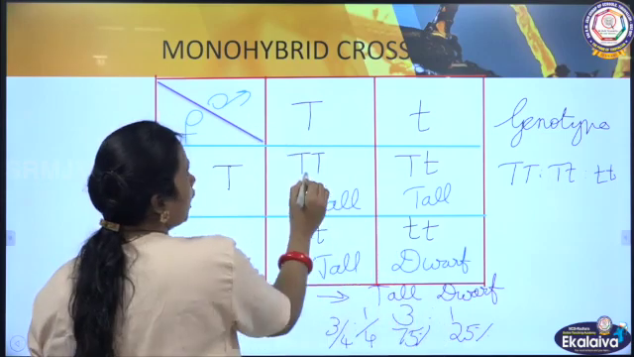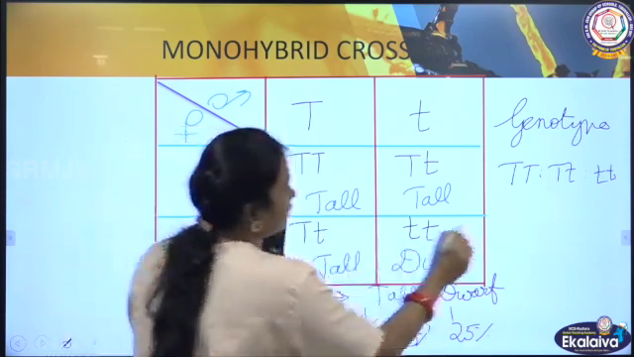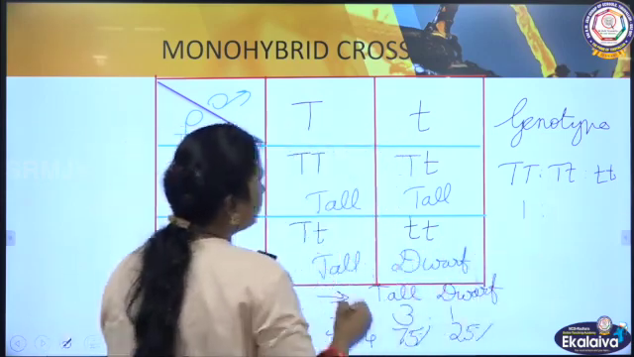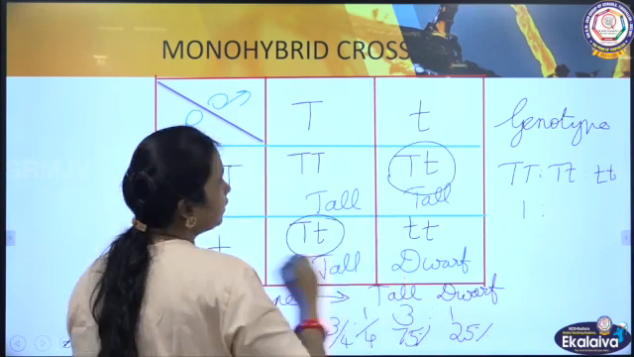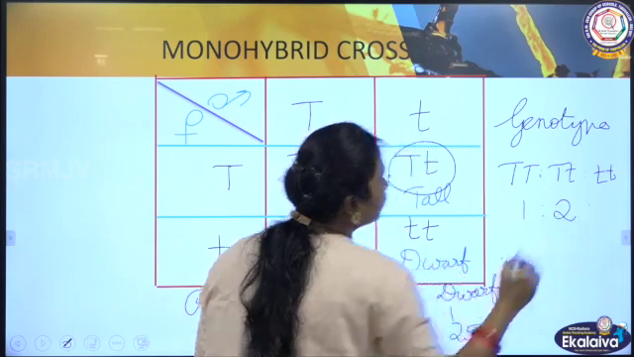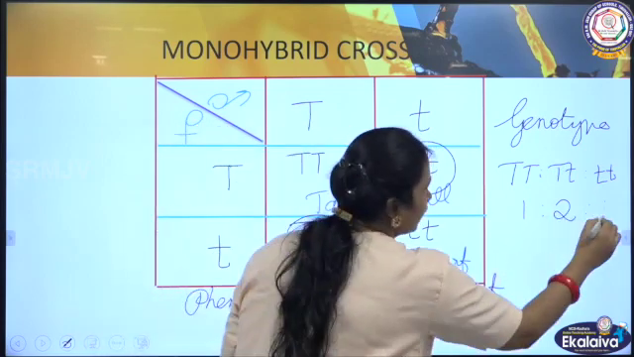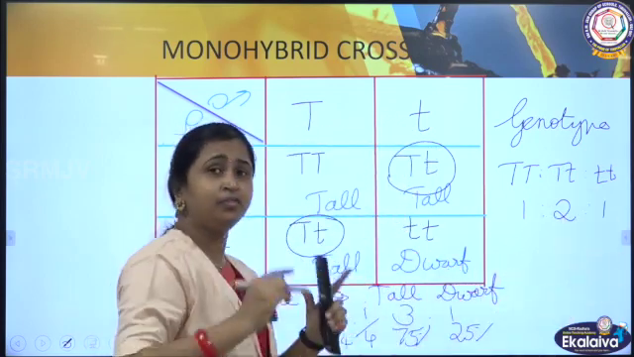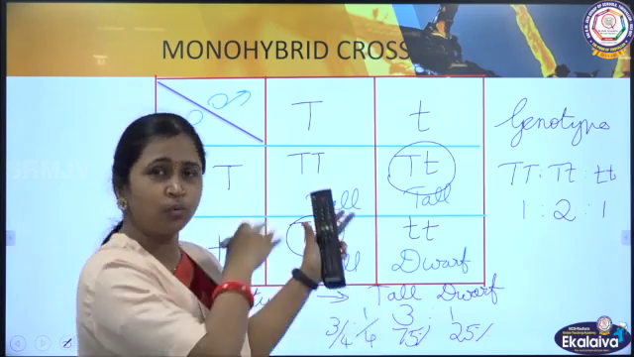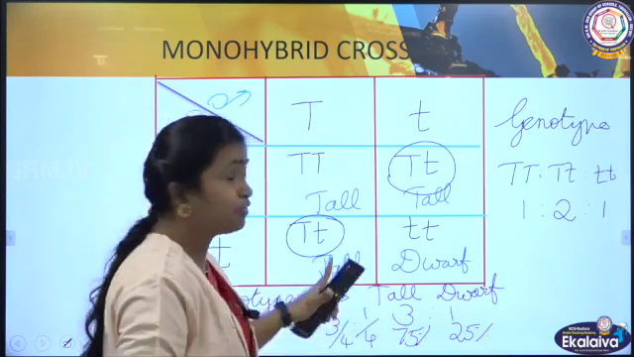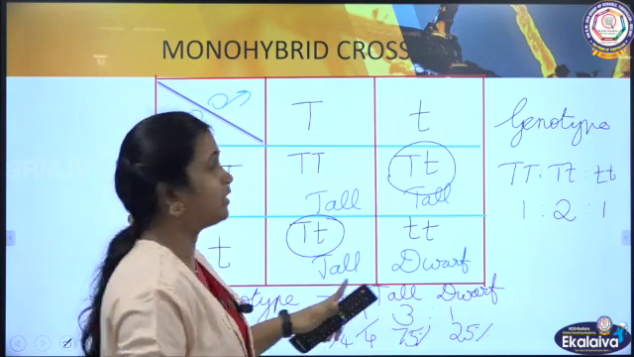Let us check. How many capital T, capital T? 1. And how many capital T, small t? 2. Let me encircle so that you can identify 2. And how many small t, small t? 1. So 1:2:1. This is very, very important for a 1 mark or 2 mark question, totally the cross, and the ratio is very important. So concentrate on the ratio.